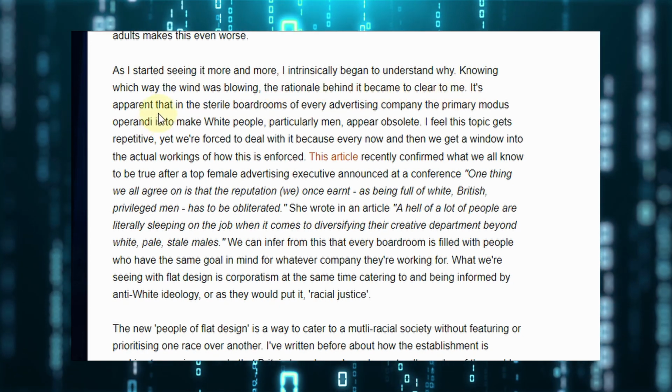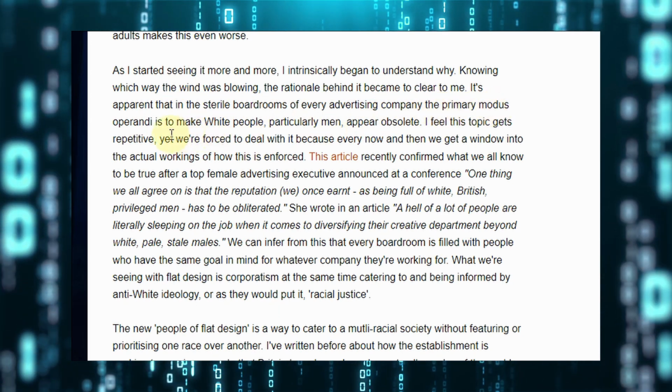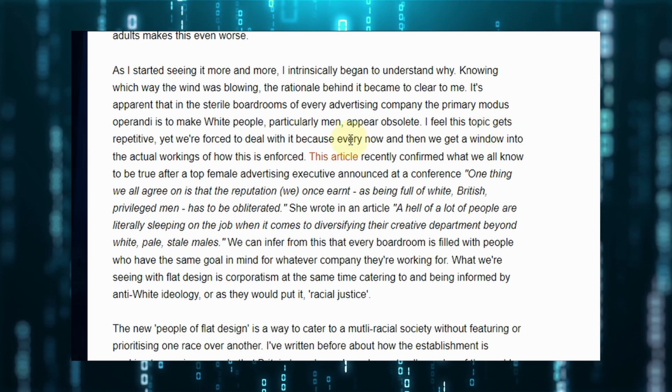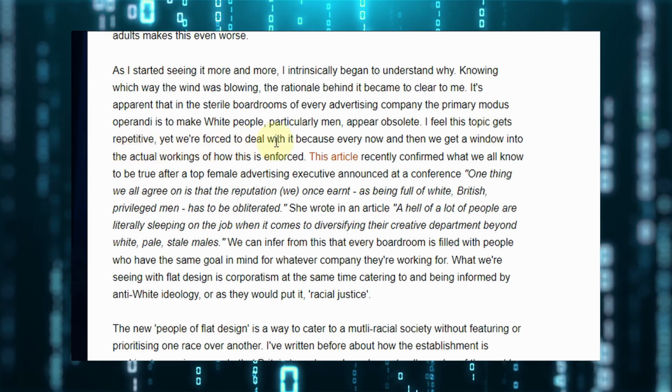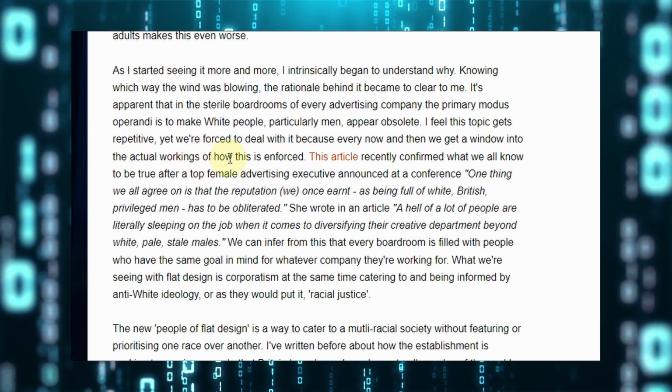It's apparent that in the sterile boardrooms of every advertising company, the primary modus operandi is to make white people, particularly men, appear obsolete. I feel this topic gets repetitive, yet we're forced to deal with it because every now and then we get a window into the actual workings of how this is enforced.